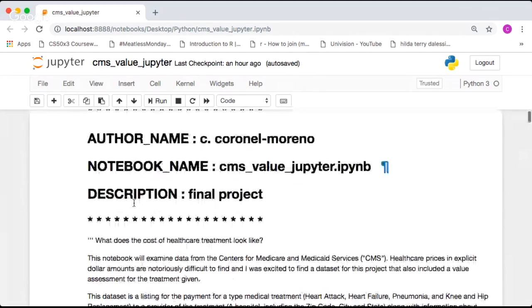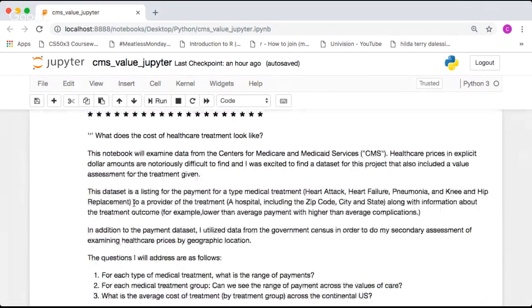It's pretty rare to see healthcare treatment given an explicit price. Hospital charge masters are pretty secret and sometimes proprietary. I was really happy to find a data set with explicit outcomes and prices in a Kaggle data set from the Centers for Medicare and Medicaid Services, also known as CMS.